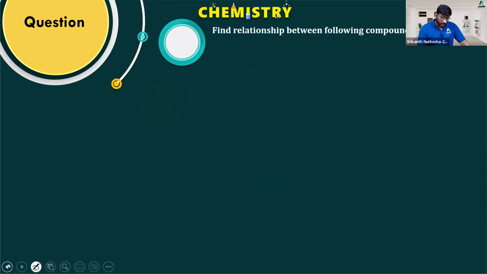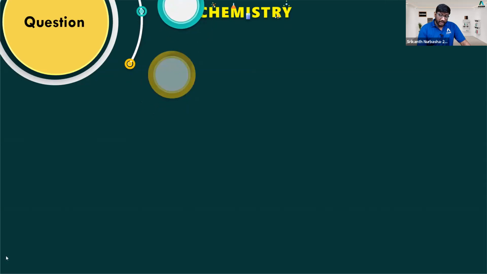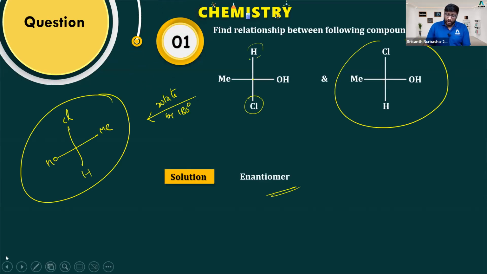And one more thing you can do. Here I have given the Fisher projection. So directly you have written in this fashion, done the interchanges and performed like non-superimposable mirror images. Other thing what you can do is finding out configurations. What is the configuration here?